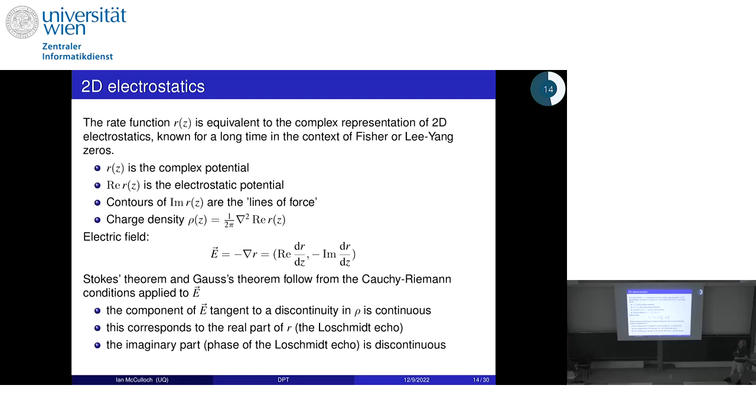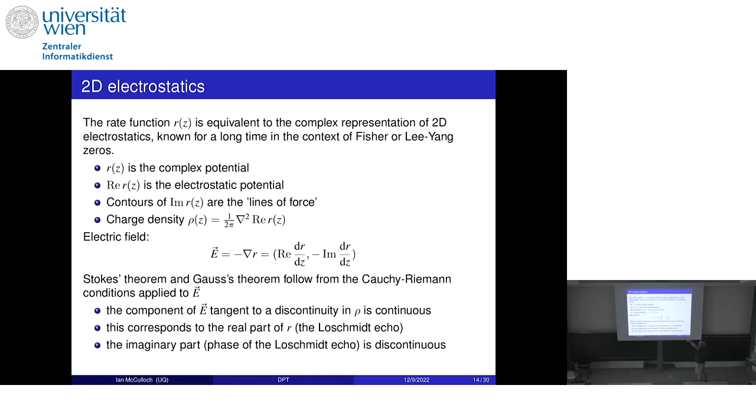I should make a note as well that this rate function is equivalent to the complex representation of 2D electrostatics, which is really nice. If you want to do electrostatics in 2D, you just write everything using complex numbers, and it works brilliantly. So we can think of this R of z, my rate function, as the complex potential. The real part of that is what you'd normally think of as the potential function in electrostatics. If I plot the contours of the imaginary part, it gives me the analogy of the lines of force, and we can calculate the charge density from the Laplacian of the potential as usual.